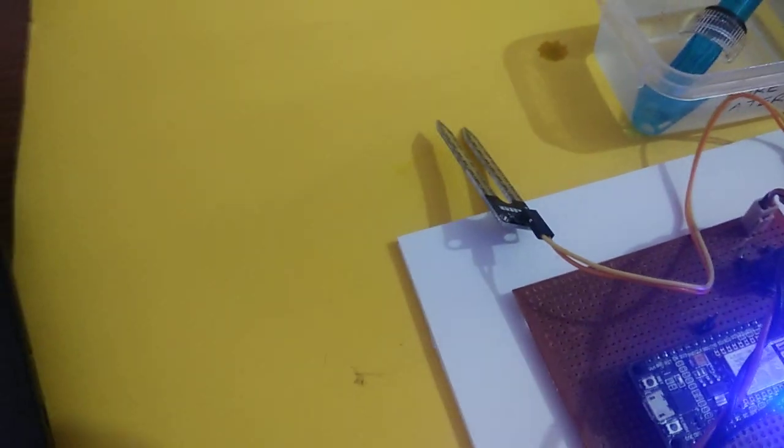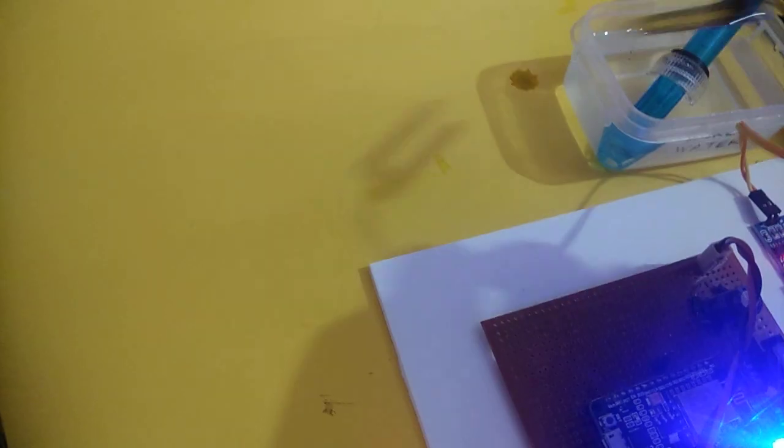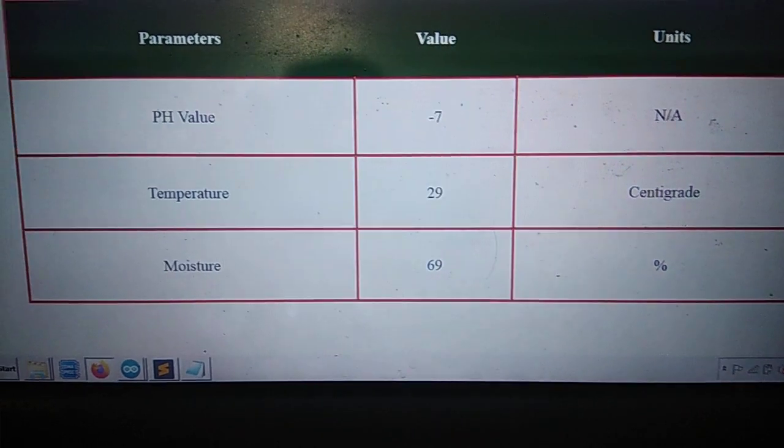Let us put this in the water solution. That means the moisture should be higher. So you can see the moisture is relatively higher.